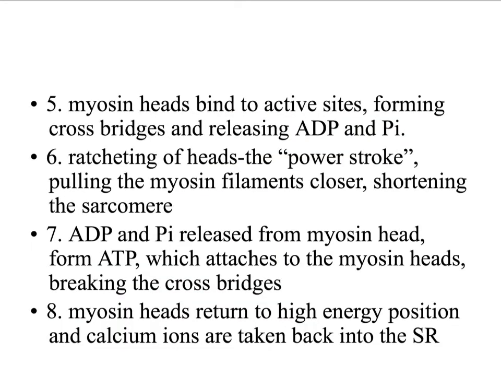So now we've got binding of those myosin heads, and you have now formed a cross bridge. You have a link between the actin and the myosin. Then you have a ratcheting of the heads, in other words, a flex, and that's called the power stroke, and it pulls the filaments closer together, and it shortens the sarcomere.